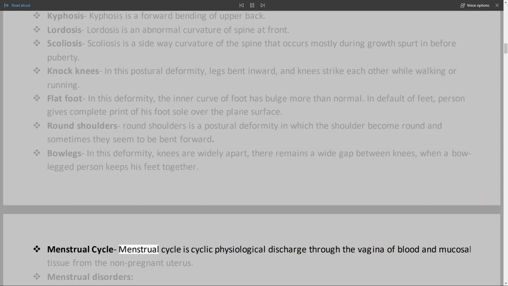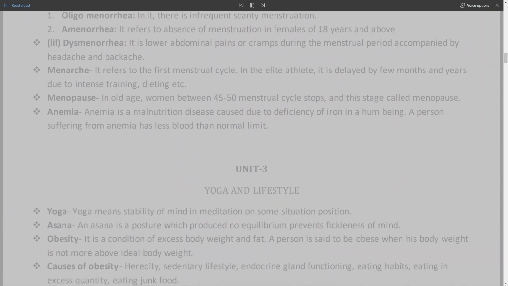Menstrual cycle. Menstrual cycle is the cyclic physiological discharge through the vagina of blood and mucosal tissue from the non-pregnant uterus. Menstrual disorders. 1. Oligomenorrhea. In it, there is infrequent scanty menstruation. 2. Amenorrhea. It refers to absence of menstruation in females of 18 years and above. 3. Dysmenorrhea. It is lower abdominal pain or cramps during the menstrual period accompanied by headache and backache.